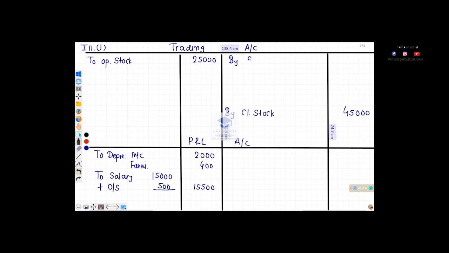So first of all, by sales, minus sales return, 1,000. Then purchase, 60,000. And from that, purchase return, which has a credit balance, will be subtracted.